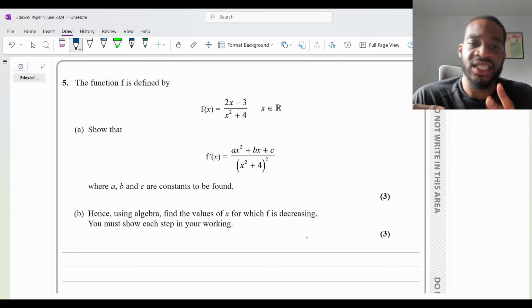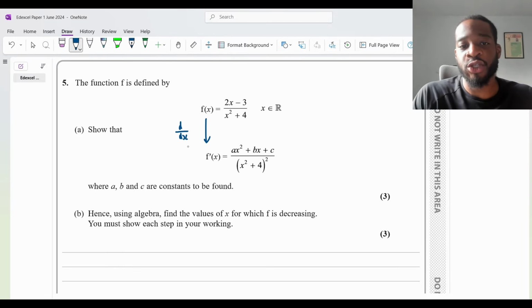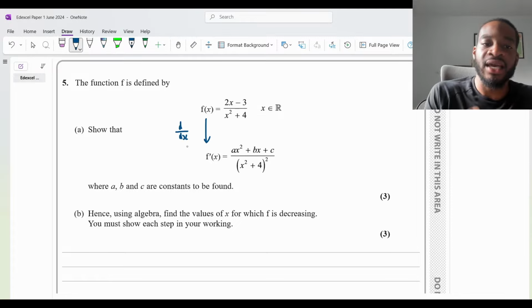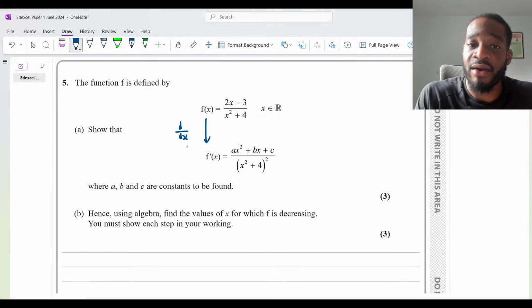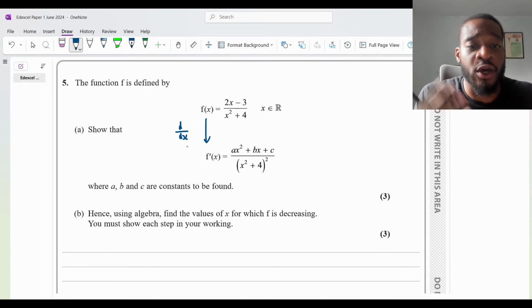So, a couple of things here. They've given us f of x. They've asked us to show what f dash of x is. What is the relationship between f and f dash? Differentiation, right? We need to differentiate our function. That's the first thing. Secondly, algebraically, what do we have here? We have a fraction, right? So what method of differentiation, what rule are we going to apply here?